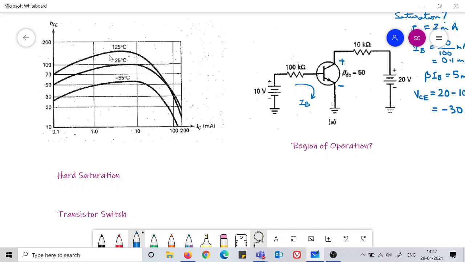So this is something of the nature of the transistor. This is provided by the manufacturer. This one needs to keep in mind.